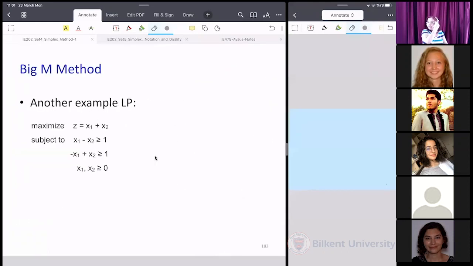Let's solve another example with the BigM method. Okay. Let's see. Now the headphones and my glasses don't work well, but let's try. All right. So we have another example. Any question? Because I have actually explained all the basics regarding the BigM method. Now I'll solve another problem.